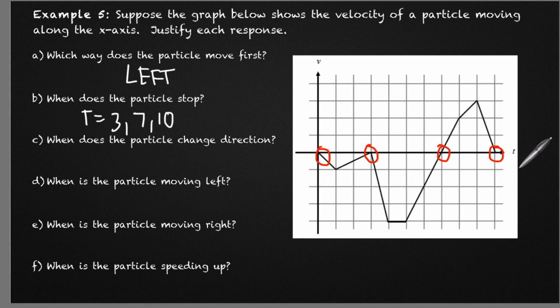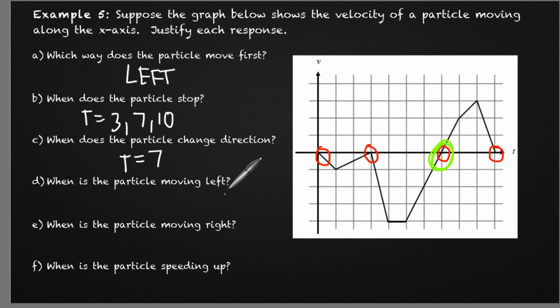Okay, when does the particle change direction? A particle changes direction whenever its velocity switches from positive to negative or negative to positive. Because if it's positive, that means it's going forward, and if it switches to negative all of a sudden, that means it's going backwards. So it's switched directions. The only point on this graph that it switches directions is right here at t equals 7.